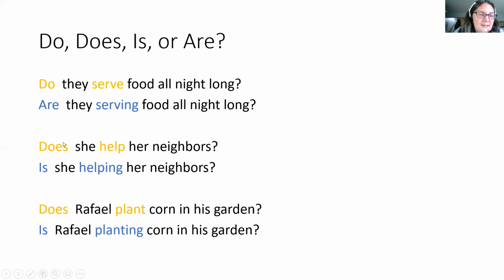And the top sentences were all in simple present. And we just needed to match up whether they goes with do or does. And so they do, she does, Raphael does. All right. I hope you are ready to ask some really great questions. I know you can do it and you can get them all correct. Go forward and be confident.